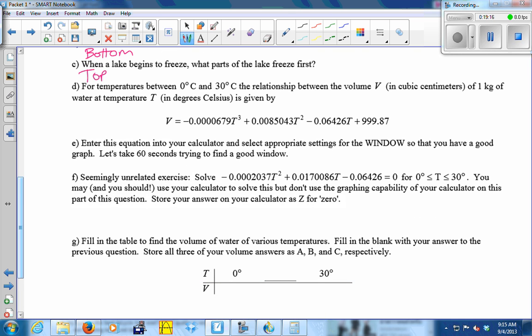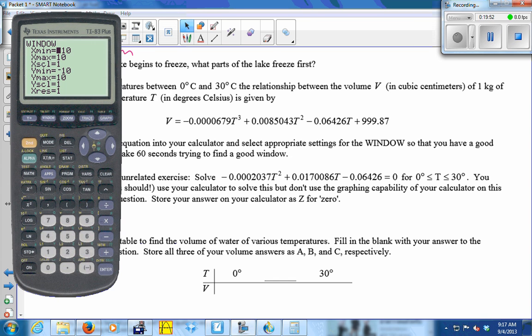And it has to do with volume and density. So for temperatures between 0 degrees and 30 degrees Celsius, the volume in cubic centimeters of 1 kilogram of water at temperature T, and we're letting T vary from 0 to 30, is given by this cubic formula. Okay, so we're going to enter this into our calculator, and take 60 seconds to try to find a good window and graph it.